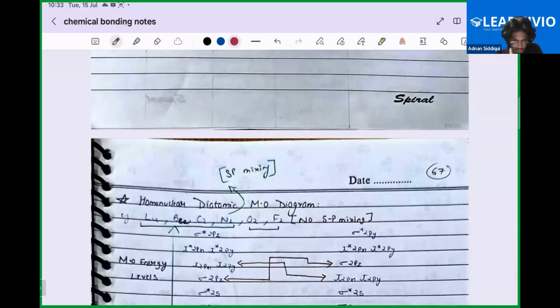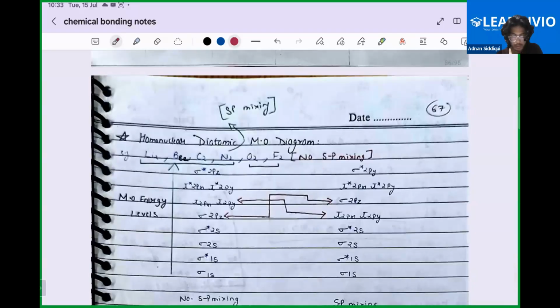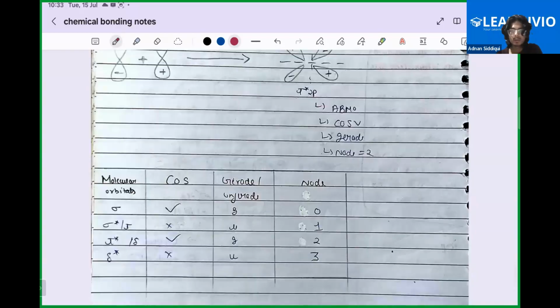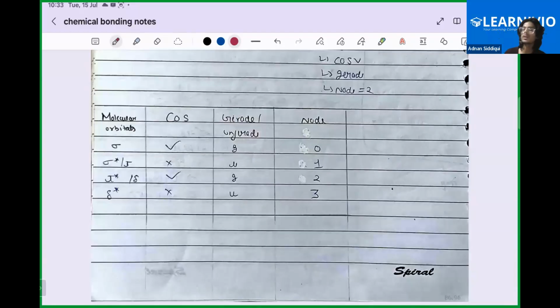Electronic configuration. It is very easy, but you have to use some new terms here. Suppose in the previous cases you were using 1s2, 2s2, but here you have to use the respective molecular orbital terms.